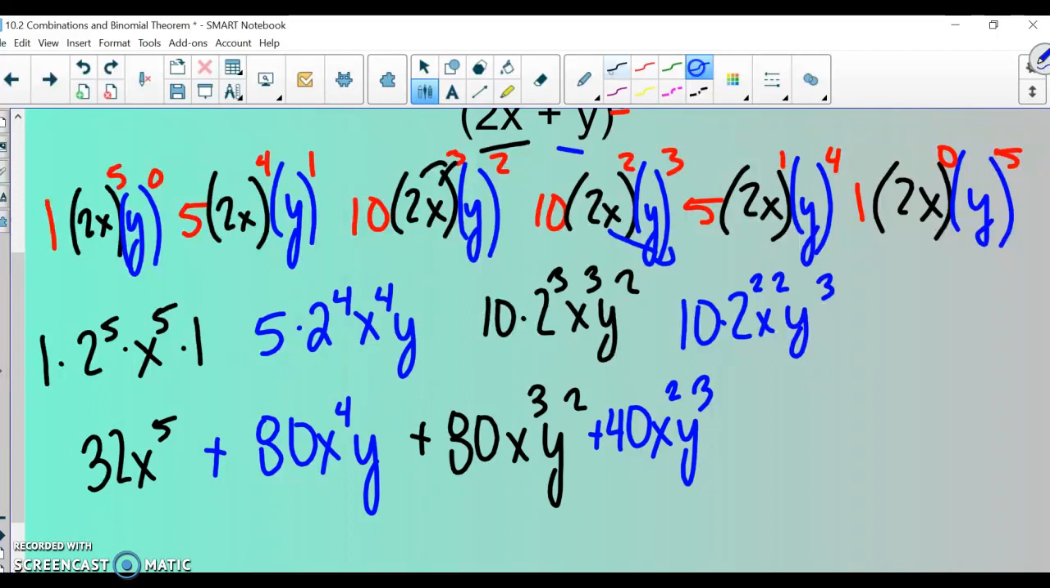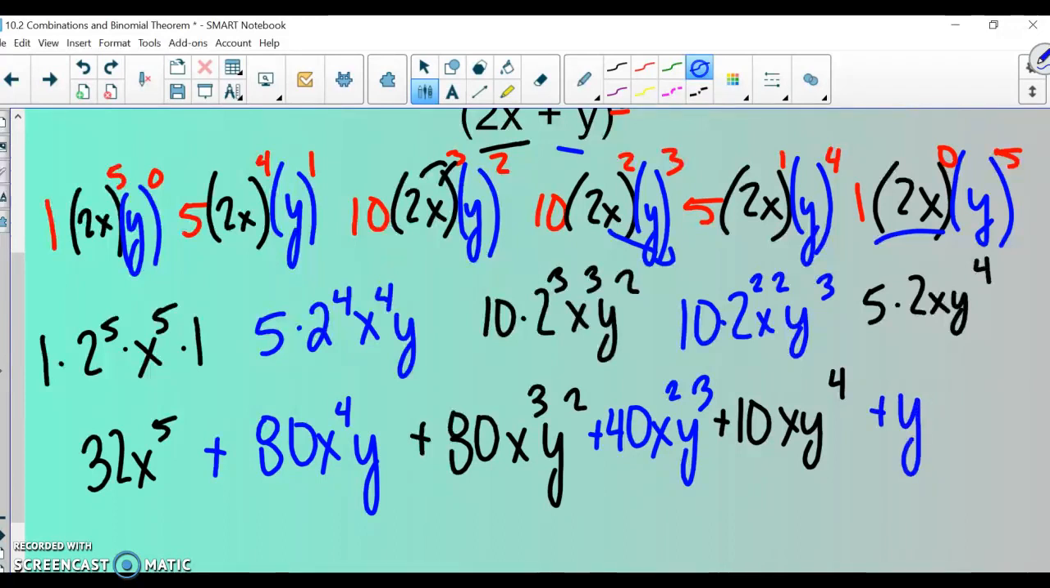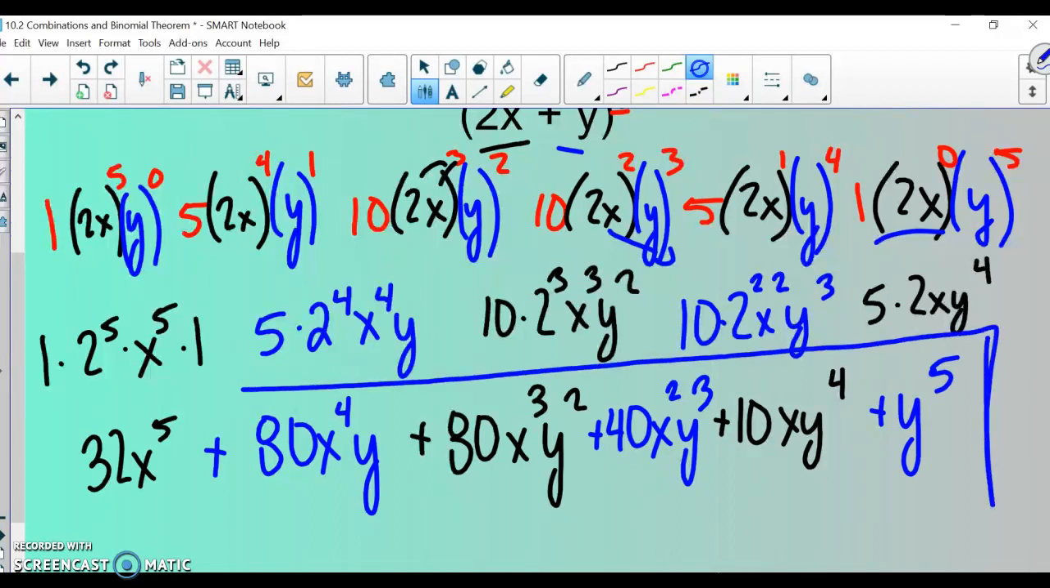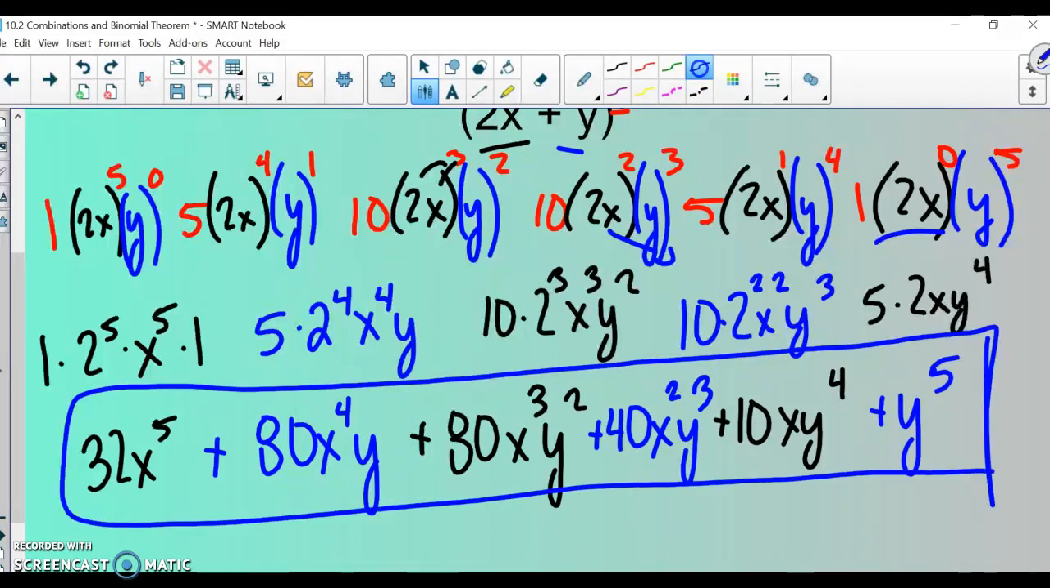I'm running out of room here. We'll see if we can find a spot for it. Our next one will be 5 times 2x y to the 4th. So our next one will be 10x y to the 4th. And our last term, 2x to the 0th power is just going to be 1. So I have 1 times y to the 5th. The whole expansion is right there.